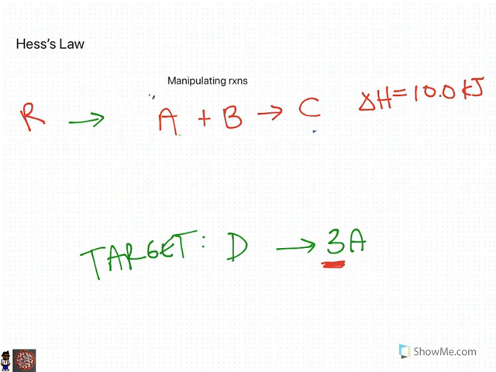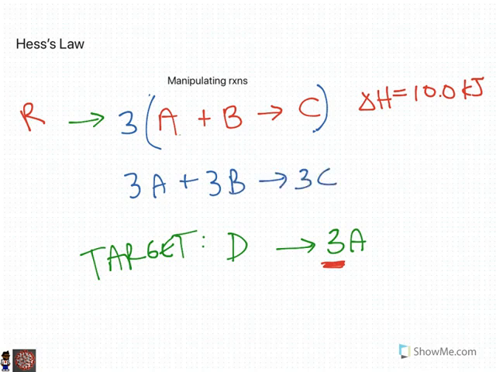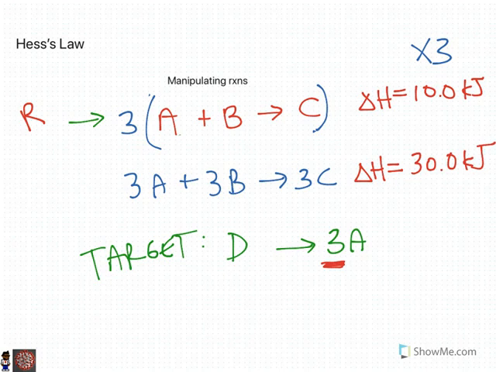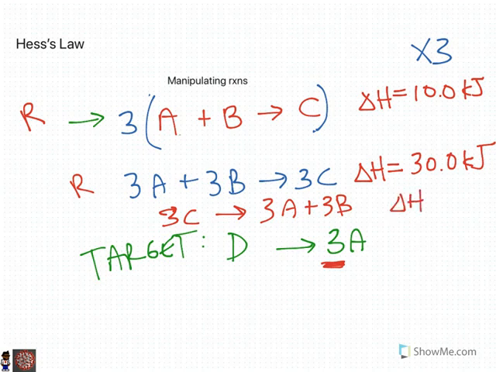So what would you do? Very good, you guessed it. You would multiply this reaction by 3. That would give you 3a plus 3b yields 3c. And your delta H would also be multiplied by 3. So your new delta H would be 30. But it needs to be on the product side. So we still need to reverse this thing. So this turns into 3c yields 3a plus 3b. Well, how does delta H change? Very good, you guessed it. The sign flips, negative 30 kilojoules.